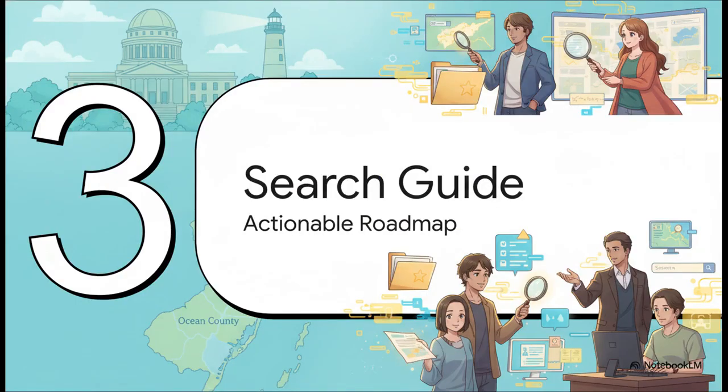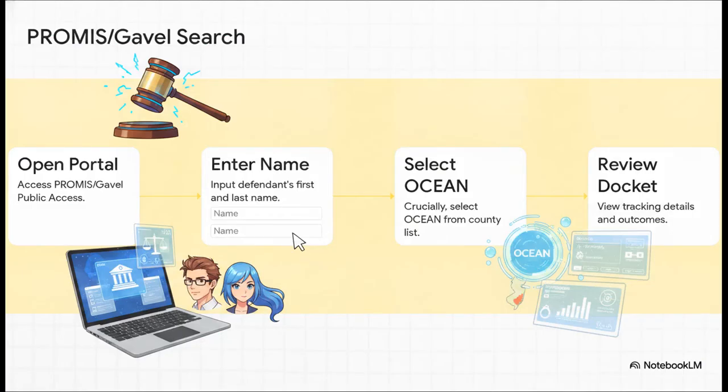All right, Section 3, the step-by-step search guide. Here is your actionable roadmap. Let's say you're looking for indictable criminal offenses, which are called felonies in most other states. You'll want to start with the Promise/Gavel Public Access Portal.